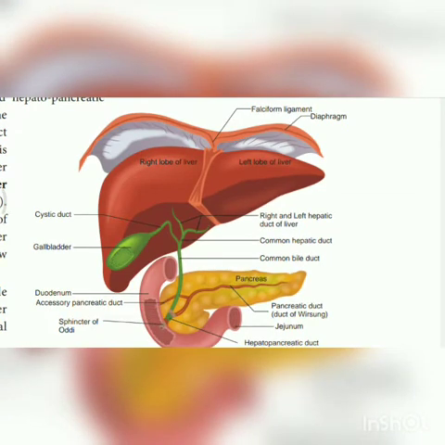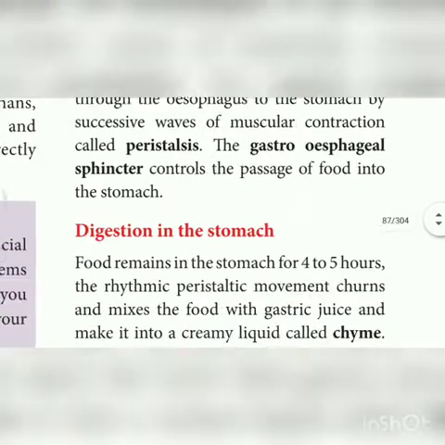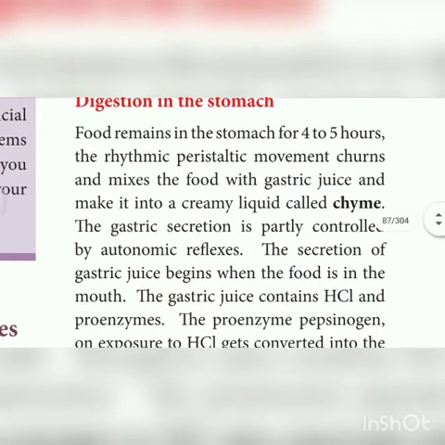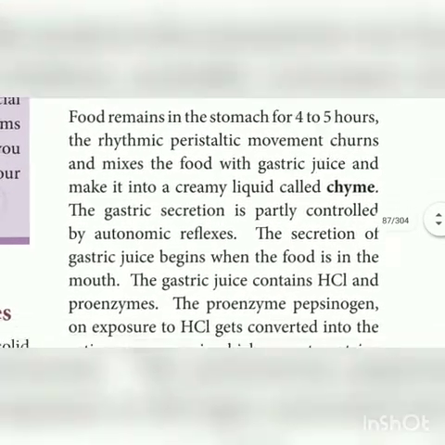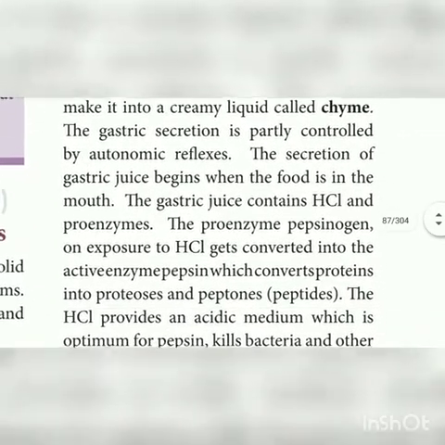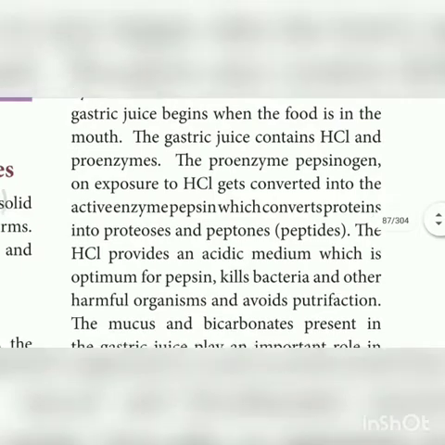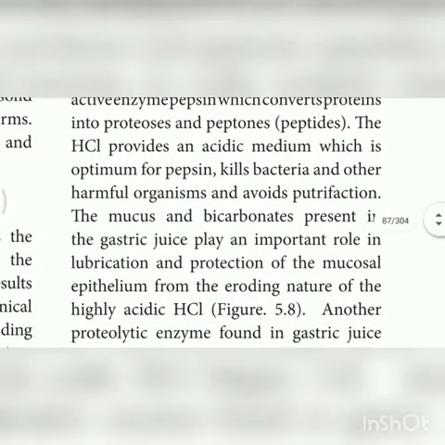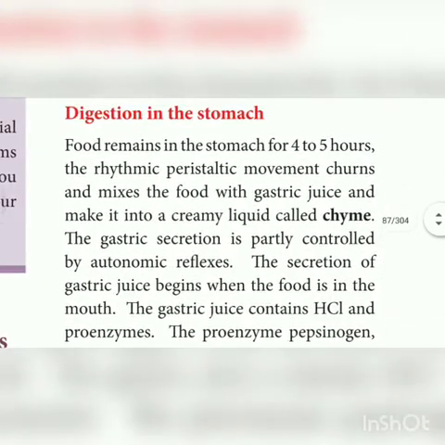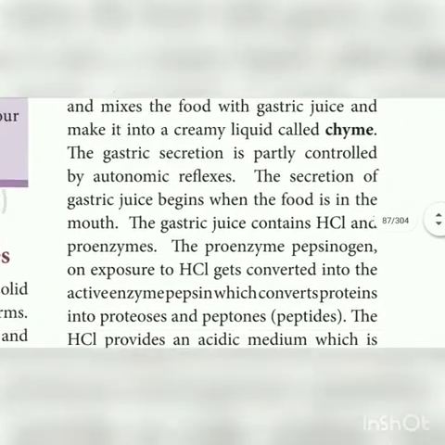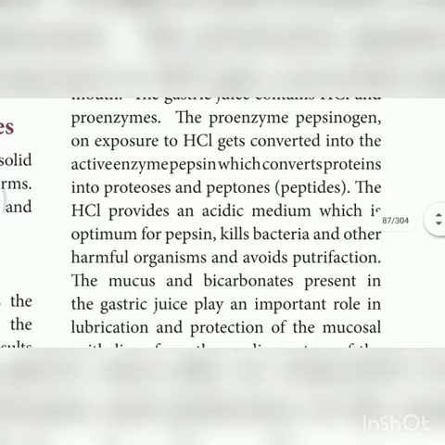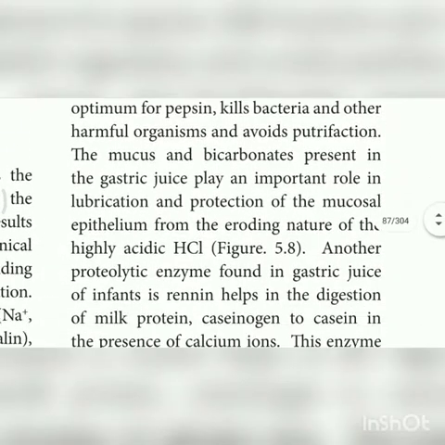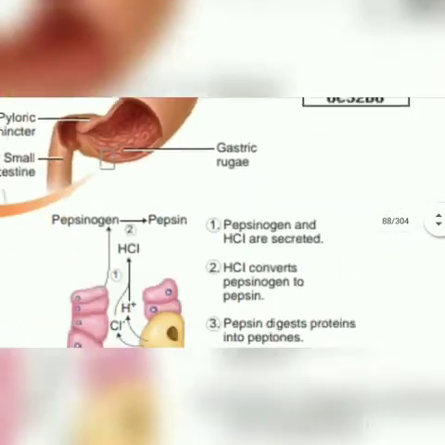And next is the digestion of food and role of digestive enzymes. In the digestion mechanism, what are the several enzymes secreted in the stomach? In the stomach there are two types of enzymes, pepsin and renin. Pepsin converts protein into proteases and peptones, and renin helps in the digestion of milk protein caseinogen to casein.